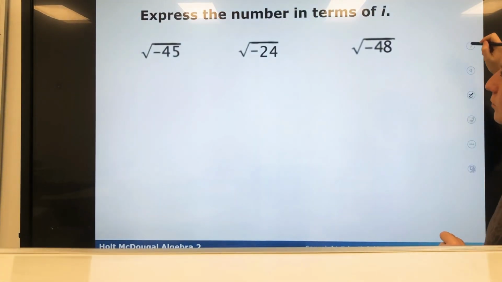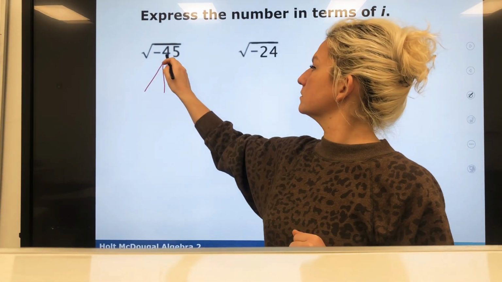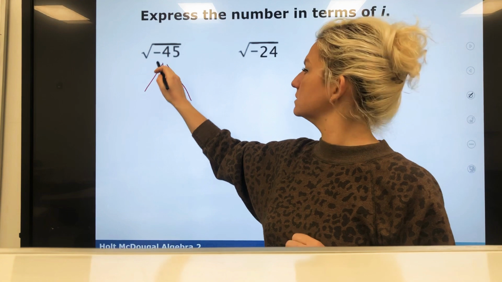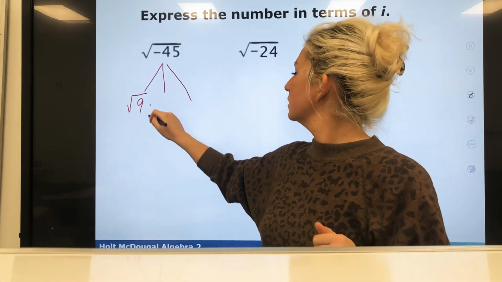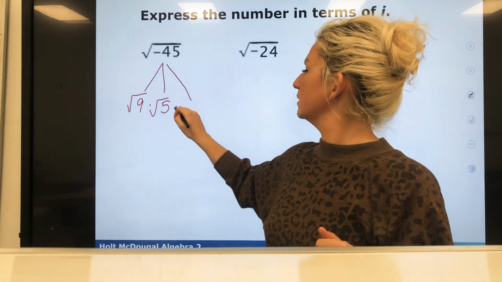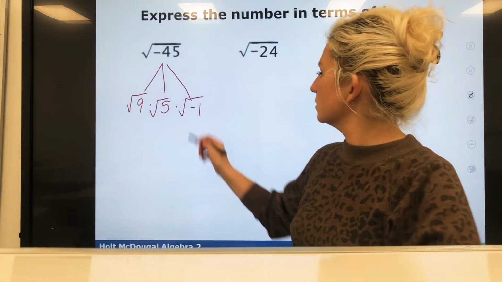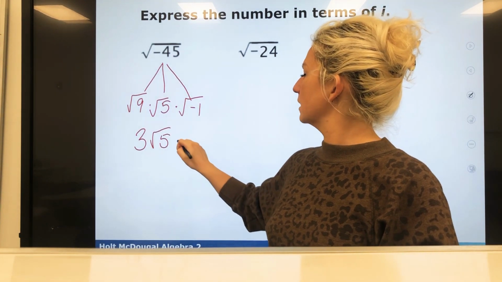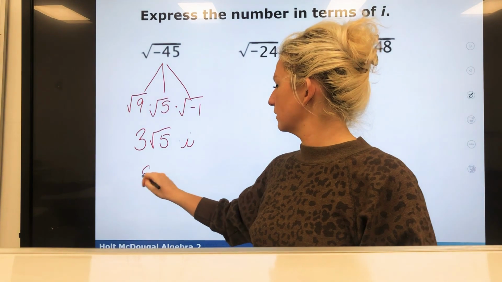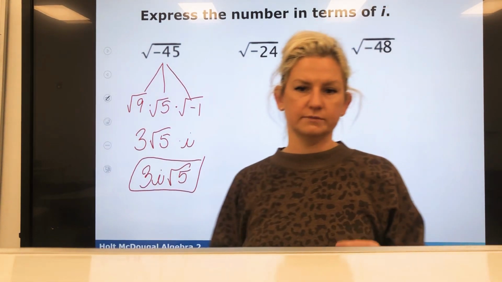So let's do a couple more. This one, again, I'm going to break it up. This is the square root of -45. So I'm going to use radical 9, because that's my perfect square, times radical 5, and then times your -1, right? There's your i. So the square root of 9 is 3, times radical 5, times i, which again we're going to write as 3i radical 5. This is how you would write the answer.